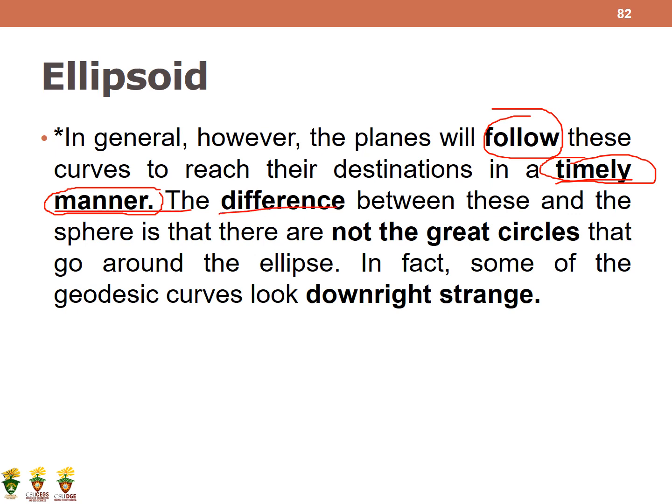The difference between this and the sphere is that there are not great circles. Okay, sa sphere, all the geodesic lines are great circles. But in the ellipsoid, those geodesic curves are not great circles that go around the ellipse. In fact, some of the geodesic curves in the ellipsoid are downright strange, dili siya great circle.